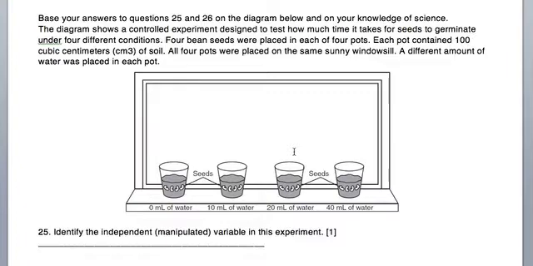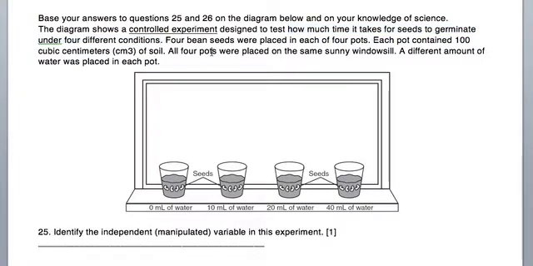Base your answers to questions 25 and 26 on the diagram below and your knowledge of science. The diagram shows a controlled experiment designed to test how much time it takes seeds to germinate under different conditions. Okay, that sounds important, but I know a controlled experiment looks for cause and effect. How much time it takes for seeds to germinate under 4 different conditions really doesn't tell me what the conditions are or the cause and effect. So I'm not going to underline it.